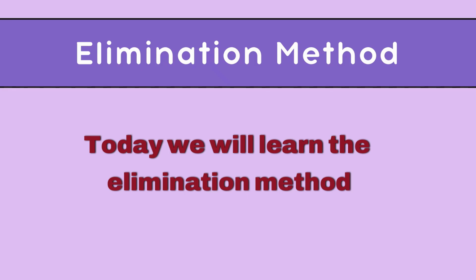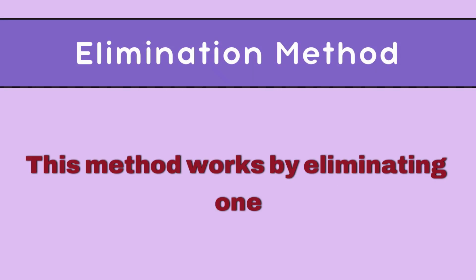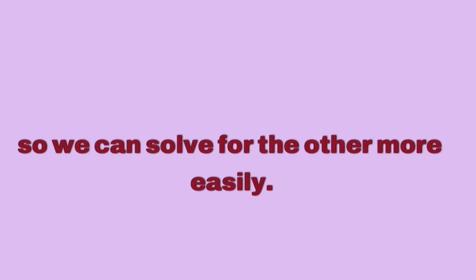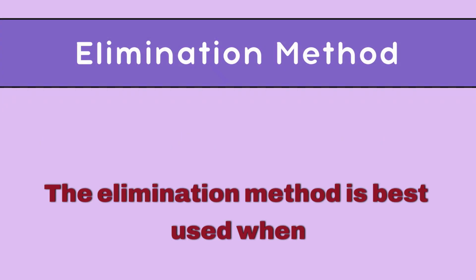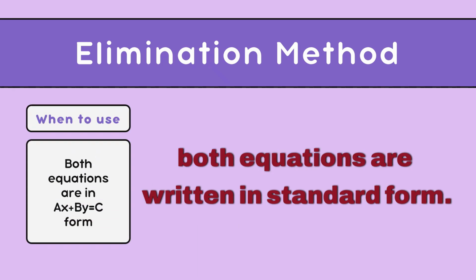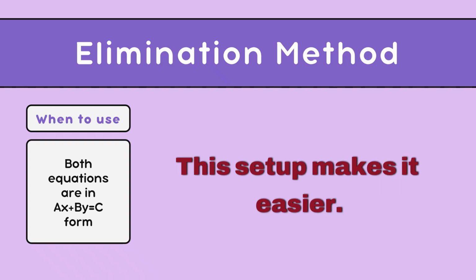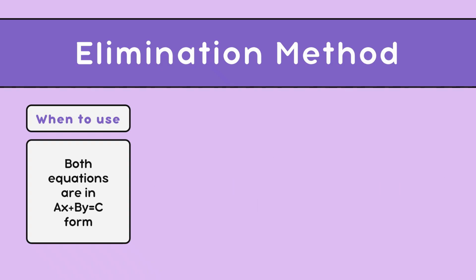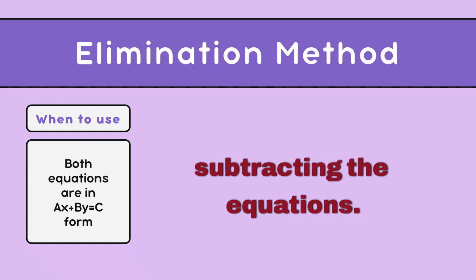Today we will learn the elimination method, a powerful strategy for solving a system of linear equations. This method works by eliminating one variable so we can solve for the other more easily. The elimination method is best to use when both equations are written in standard form, Ax plus By is equal to C. This setup makes it easier to eliminate one variable by adding or subtracting the equations.